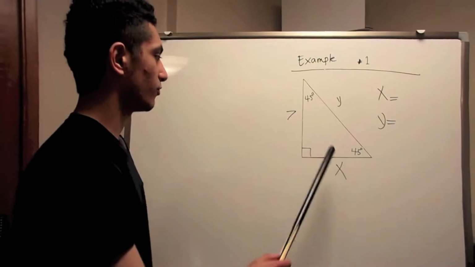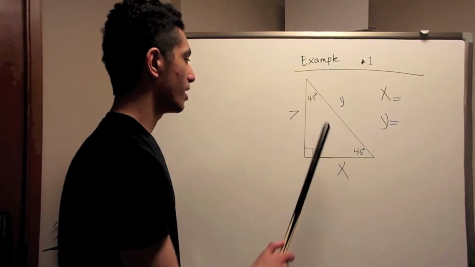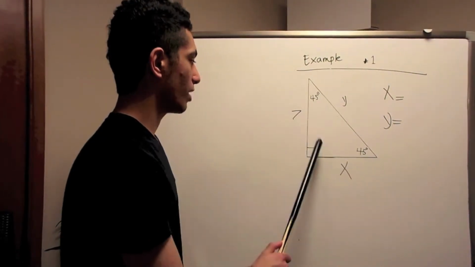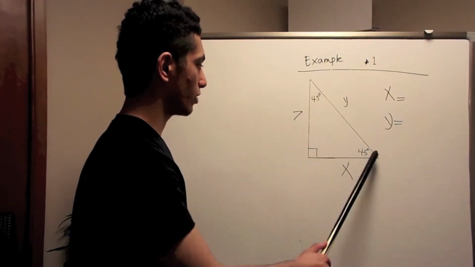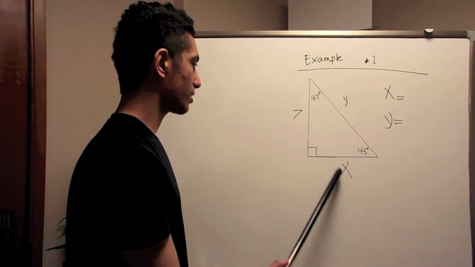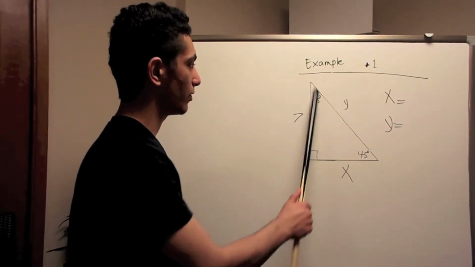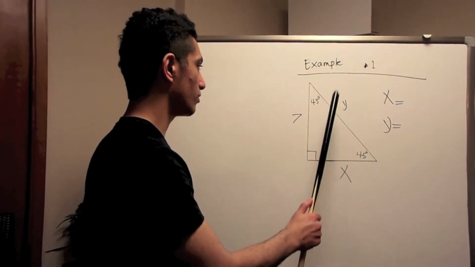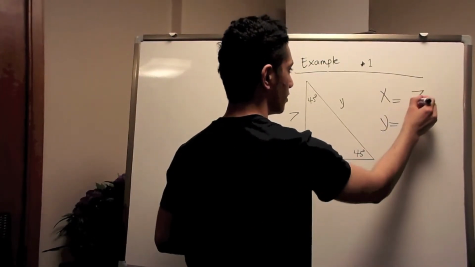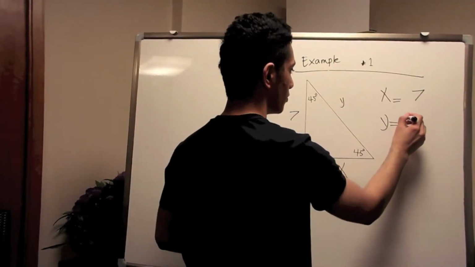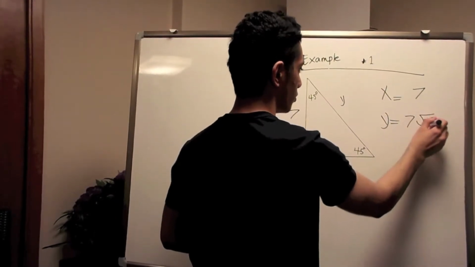The question asks us to find the values of x and y. Since it's a 45-45-90 triangle, we know that the opposite leg is equal to the adjacent leg. That means x has to equal 7, and the hypotenuse has to equal 7 root 2. So x is equal to 7, and the hypotenuse is equal to 7 root 2.